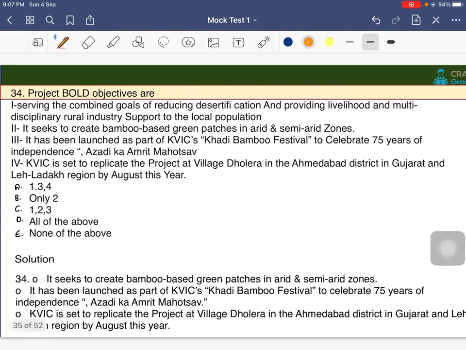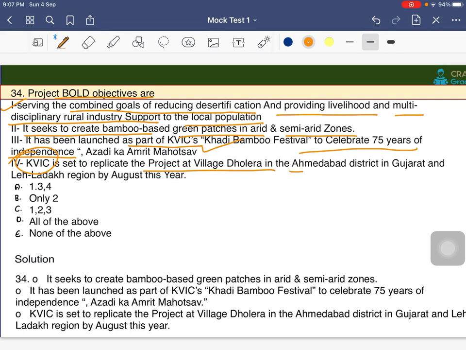Project BOLD. The objectives are: is it serving the combined goals of reducing desertification and providing livelihoods and multidisciplinary rural industrial support to the local population? Is it to seek to create bamboo-based green patches in arid and semi-arid zones? Is it a part of the KVIC board's celebration of 75 years of independence, Azadi Ka Amrit Mahotsav? KVIC is set to replicate the project in village Dolera in Ahmedabad district of Gujarat and the Leh Ladakh region by August of this year. Options are 1, 3 and 4 correct; only 2 correct; 1, 2 and 3 correct; and all the above and none of these. Okay, the option will be D. All 4 options are correct.